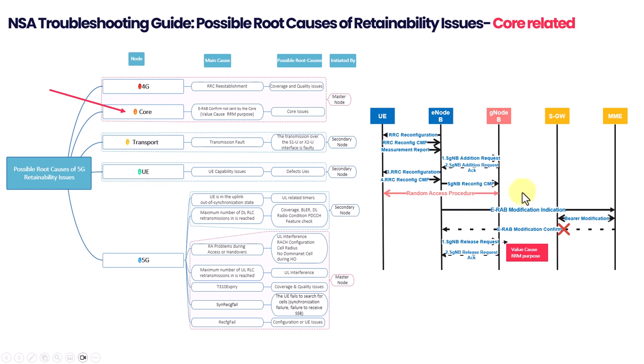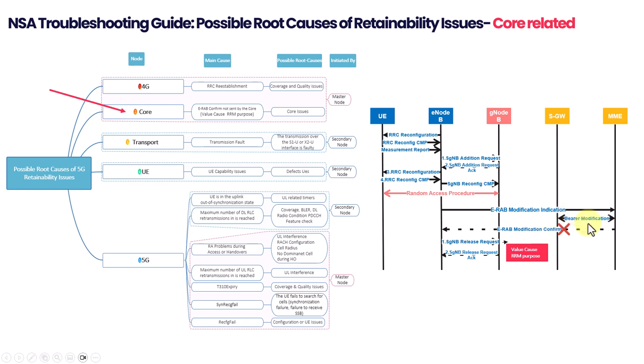After that, you need to do this path switch. You remember? Because this is option 3x, the path should be changed: instead of the serving gateway sending data to the eNB, it should now start sending data to the gNB. So this path switch is to change the path from eNB to gNB. This message will be sent from the eNB, the E-RAB modification indication, requesting the MME to change the path.